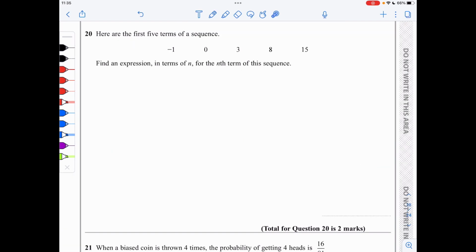In 20, we've got the first 5 terms of a sequence, and we need to find an expression in terms of n for the nth term of this sequence.